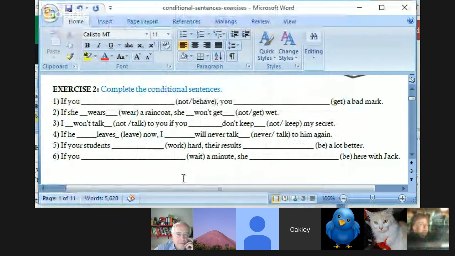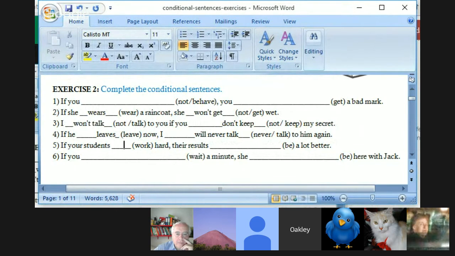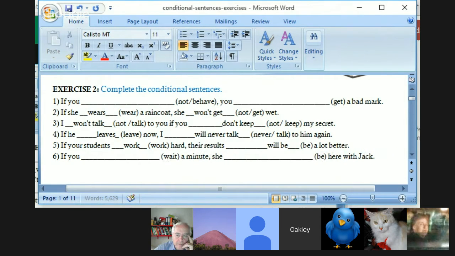Number 5. If he leaves now. Number 5. Okay. If you students work hard, their results will be a lot better. Okay, and it simply will be. All right, that's it. Okay, and Roberto, last one. If you wait a minute, she will be here with Jack. She will be here. Okay, that's it. I think we've got the first conditional down.